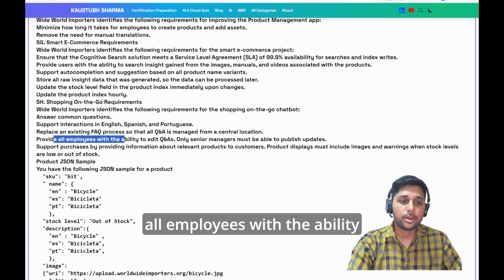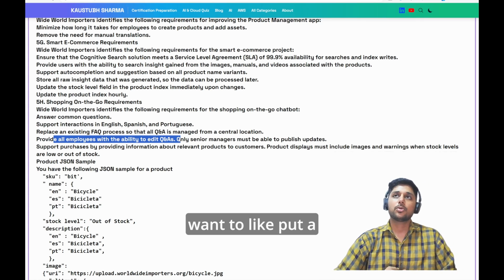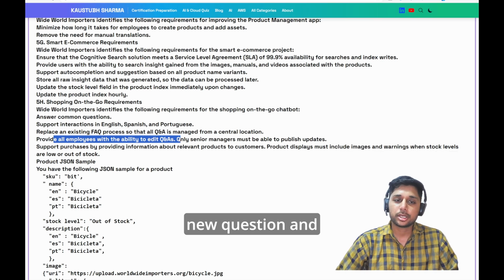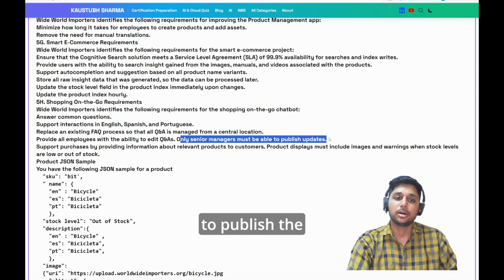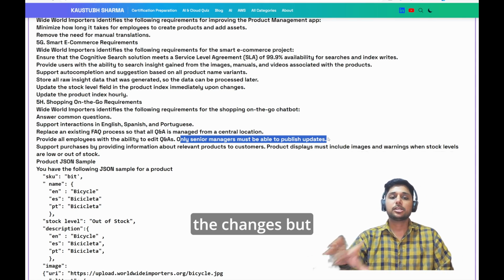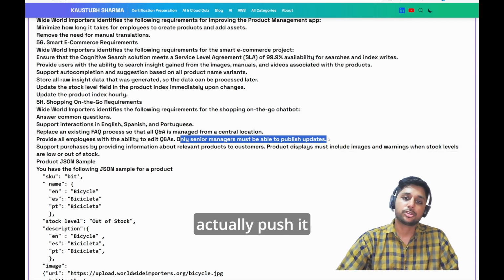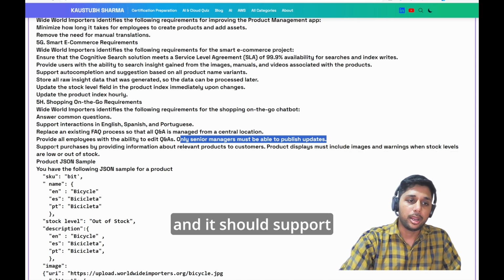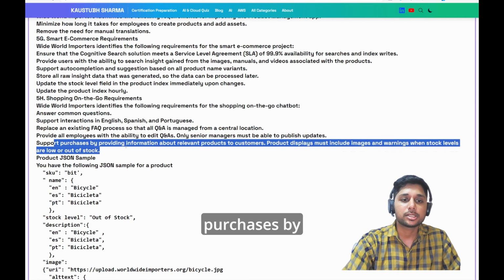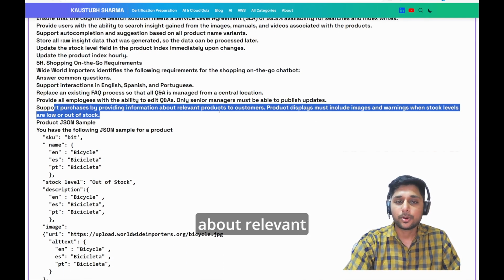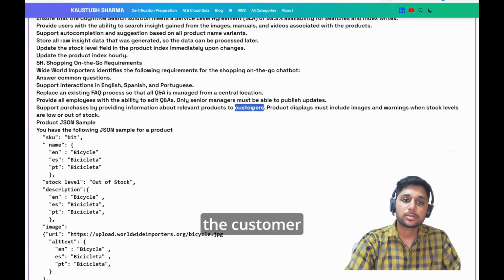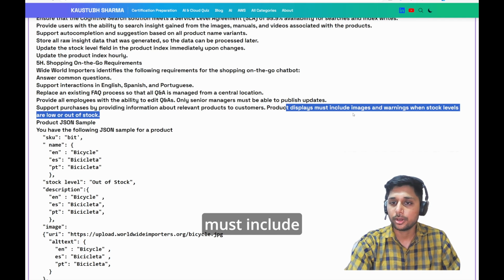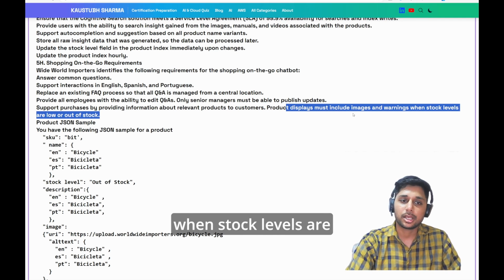And it should provide all employees with the ability to edit question answers. If I want to put in a new question and a new answer, I should be able to edit that. But only a senior manager should be able to publish the updates. Even if you have updated the changes, only a senior manager should be able to actually push those updates to the application. And it should support purchases by providing information about relevant products to the customer. Whatever information the customer needs, it should provide that. And product display must include images and warnings when stock levels are low or out of stock.